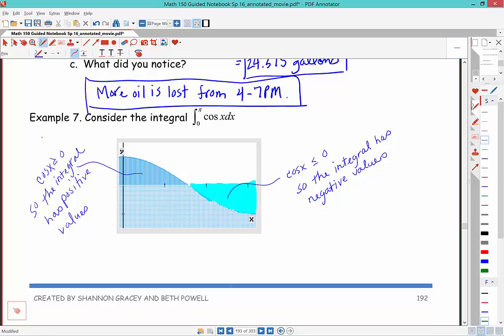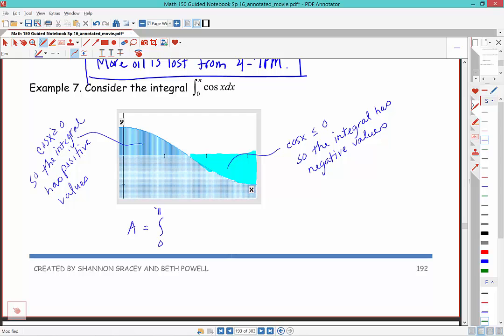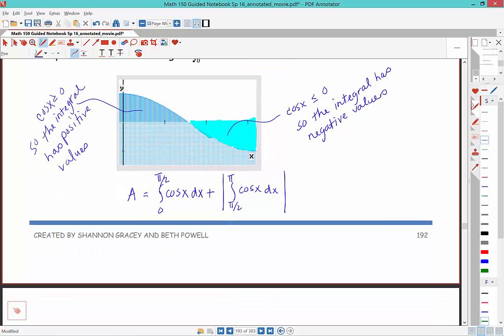You could do the integral from 0 to pi over 2 of cosine of x with respect to x, and then you'd have to add the opposite, or the absolute value of the integral from pi over 2 to pi of cosine of x with respect to x. Or you could just flip the sign, knowing the interval where it's going to be negative. So our area would be sine of x from x is 0 to x is pi over 2, plus the absolute value of sine of x evaluated from x is pi over 2 to x is pi.